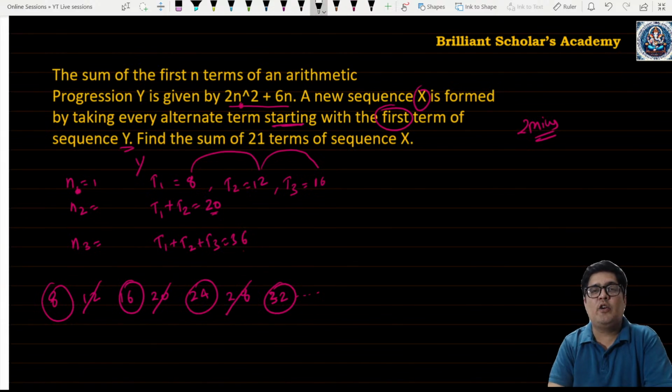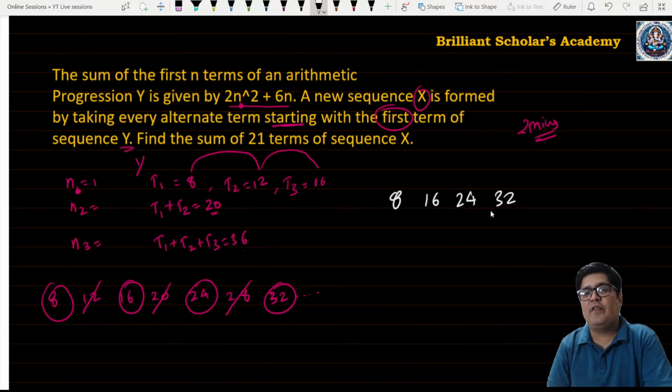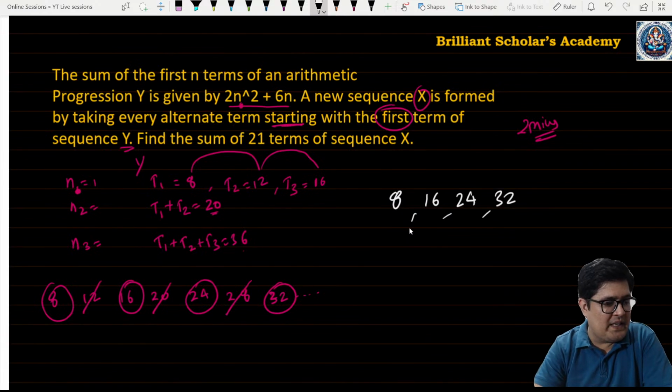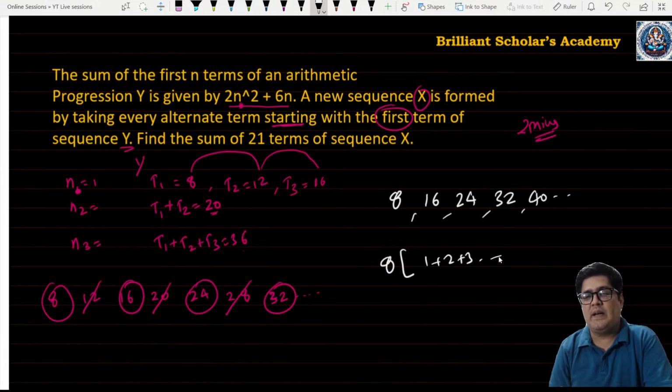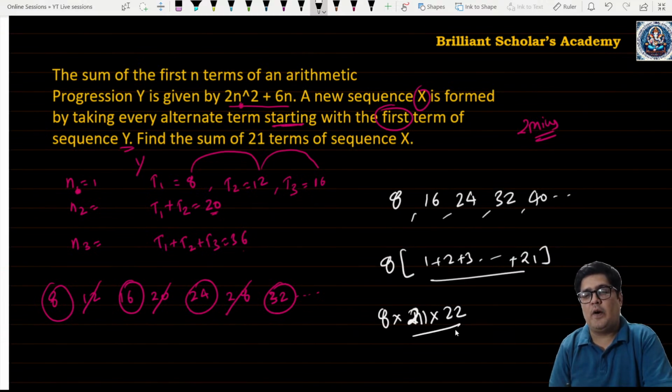When you select equally spaced terms, 8, 16, 24, luckily it forms a table of 8 for me. I need addition of 21 terms. So can I take out 8 common and say it is 1 plus 2 plus 3 up to 21. There are 21 such terms. So my addition is 8 into this is natural terms n, which is 21, 21 into 22 upon 2.